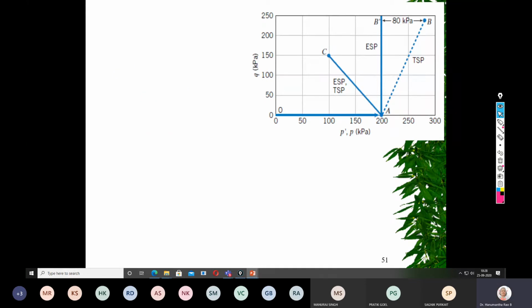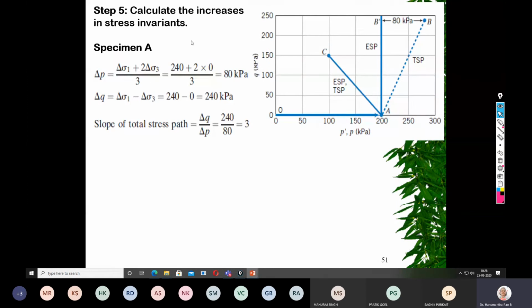A and on specimen B. Now in this step, calculate the stress variance for stress path, that is delta P and delta Q. So delta P is nothing but (delta sigma 1 plus delta sigma 2 plus delta sigma 3) by 3.